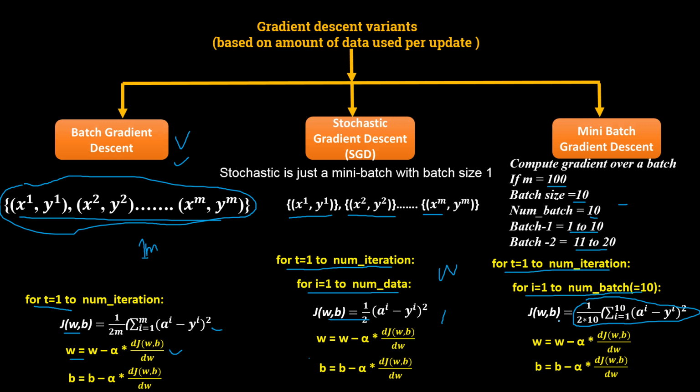So it will have less variance, and since it uses a limited number of examples, it will not wait for the entire training data set. The weight update will also take place a little quicker, and the learning of W and B will happen very efficiently and quickly. So these are the three variants of gradient descent, based on the amount of data we use to update our weights and biases.